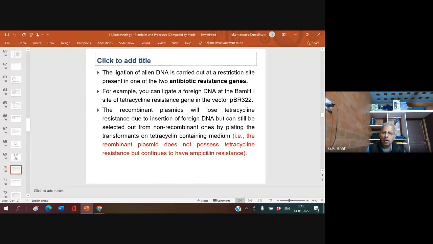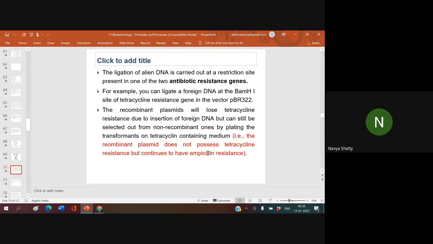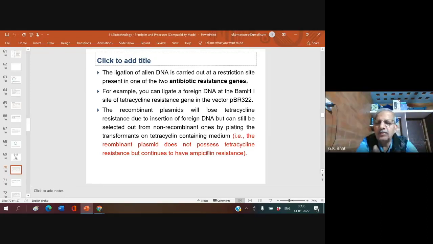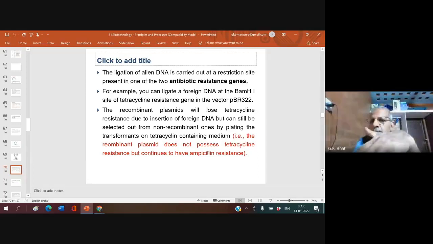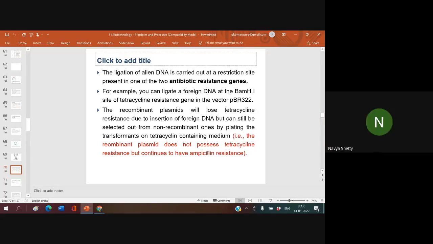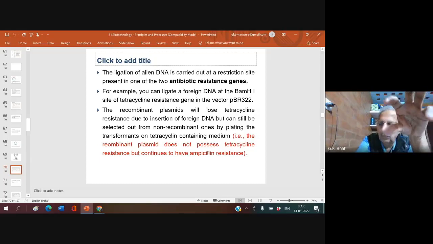Now you are putting bacteria in ampicillin medium. Do all bacteria survive or do all bacteria die? All survive in ampicillin. And in tetracycline medium, the recombinant one will not survive. The recombinant will not survive, but non-recombinant will survive. So can you understand now?